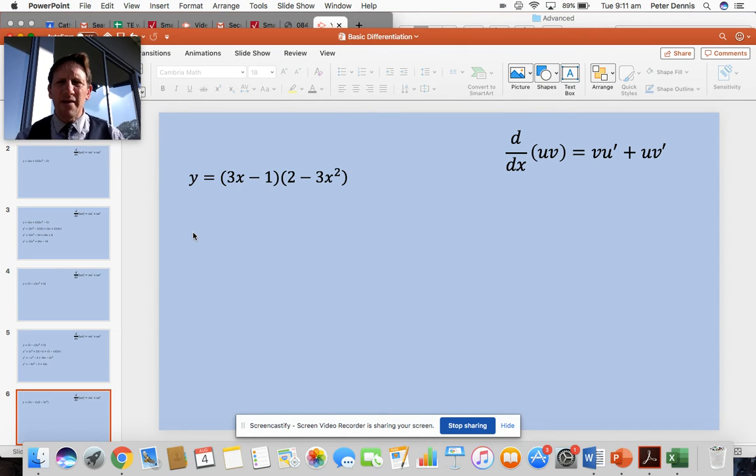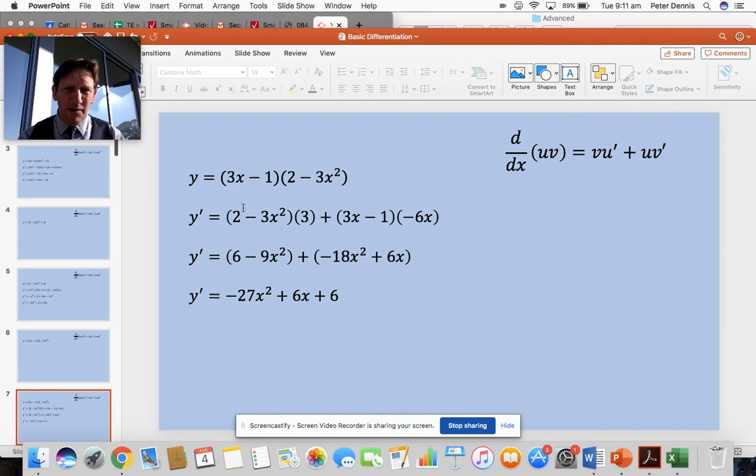So if we look at that, and just remember, it's going to be the second times the derivative of this, which is 3, plus the first times the derivative of this, which is minus 6x. So if we look at that, there it is. There's the first bracket, 3x minus 1, times the derivative of the first bracket, which is 3, plus the first bracket times the derivative of this second bracket, which when you bring the 2 down, you get 6x, but you've got to remember this minus.